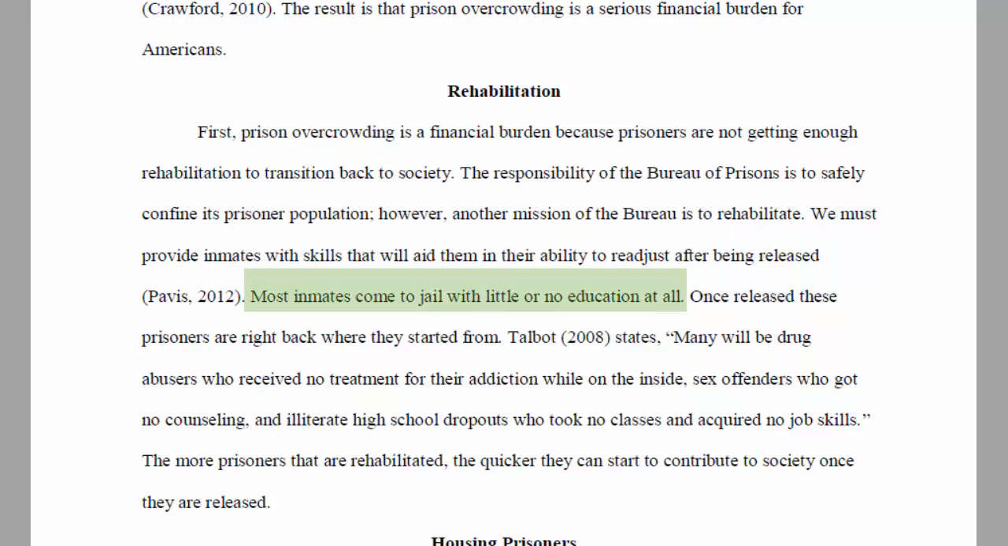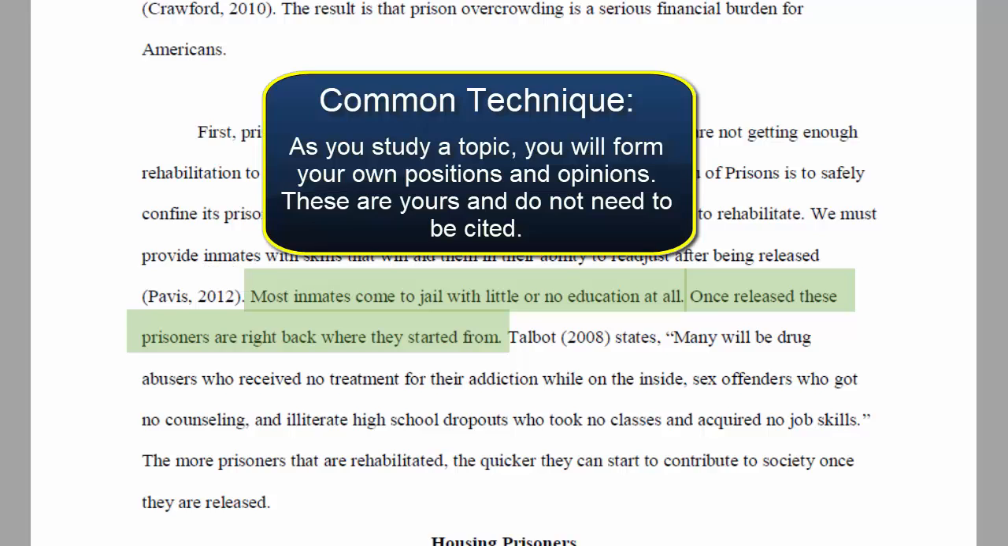Now, let's look at Jane's next two sentences. "Most inmates come to jail with little or no education at all. Once released, these prisoners are right back where they started from." Again, due to her research and thinking on the topic, Jane has formed some specific opinions. These opinions belong to her and are expressed in her own words.